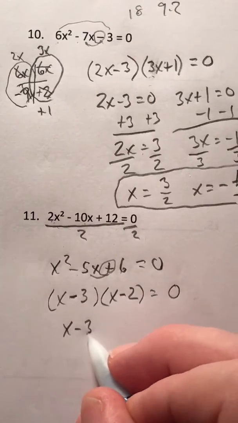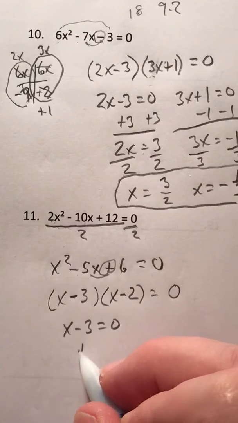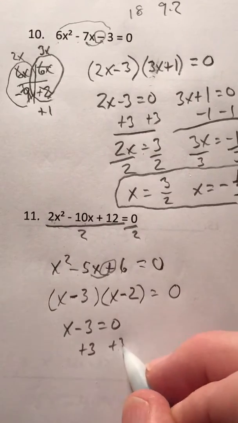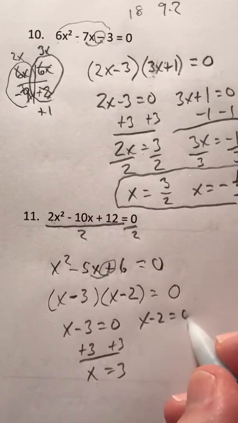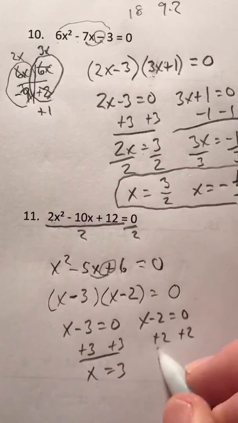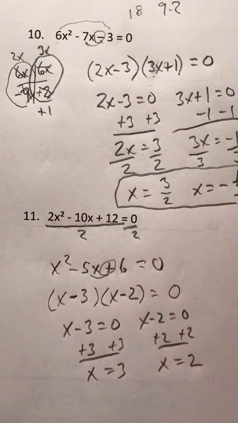Then we take x minus 3, set that equal to 0. Add 3. And we get x equals 3. Take x minus 2, set that equal to 0. Add 2. And we get x equals 2.